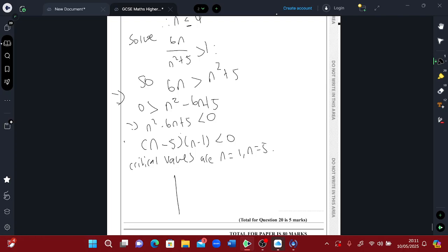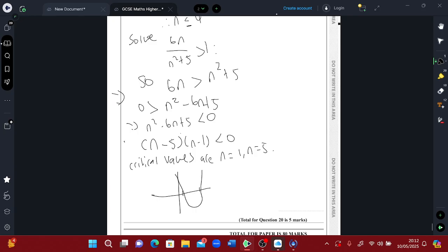Okay, so let's draw a little sketch of the graph here. So we're going to have where n is 1, n is 5. Now it's a positive shape. It's going to look like this because the coefficient on the n squared is positive, it's 1. So it's going to look like that. And it's going to pass through 5. So it's going to have a shape that, not exactly, that's rubbish. There we go. Oh god, it got rid of the axis.